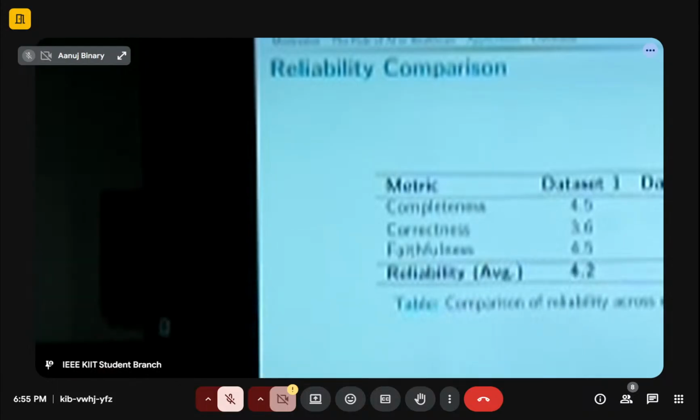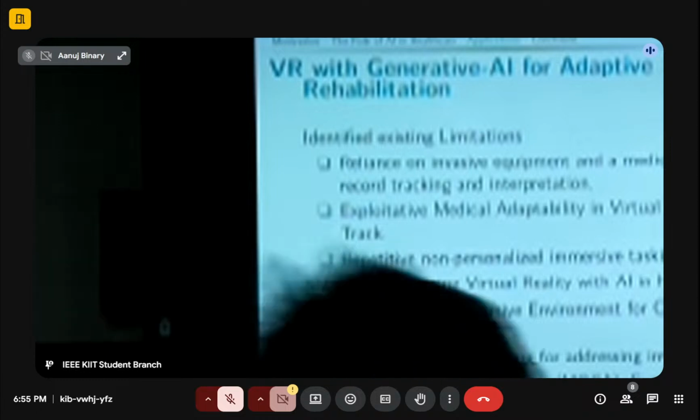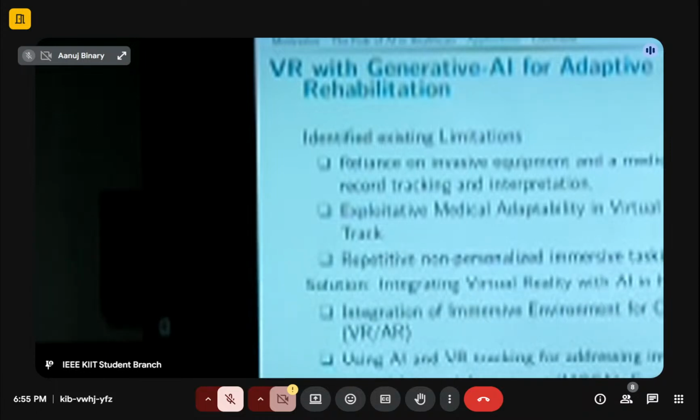Now, the previous sections discussed how FL comes into the picture, and now we will talk about generative AI. Nowadays we are using VR for adaptive stroke rehabilitation. It is a very good example that I want to demonstrate before you start with generative virtual reality.